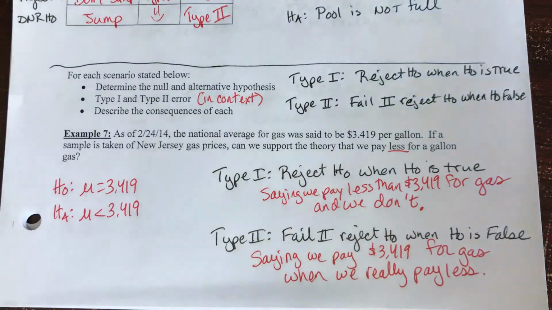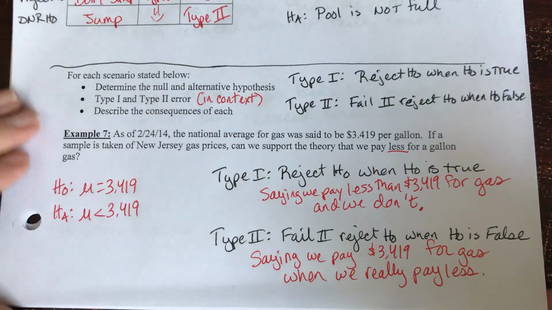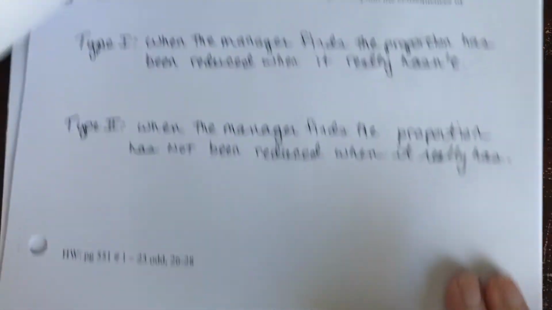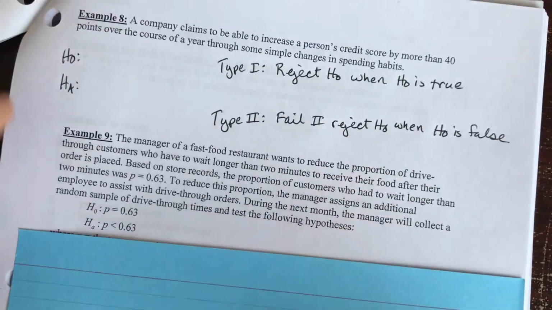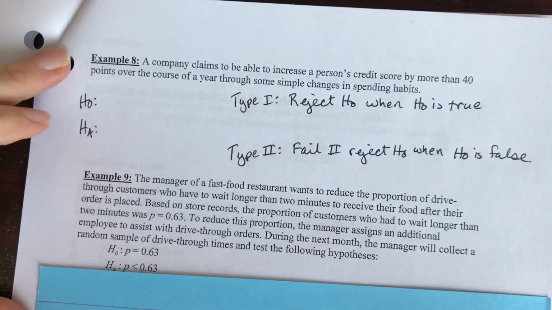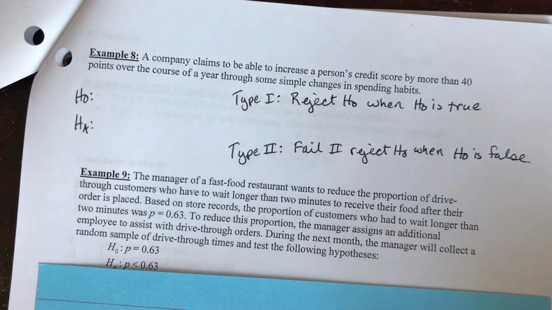So there's always a couple lenses that you have to look at things from depending on who is doing it. So what I want you guys to do is I want you to try this next one, number 8. A company claims to be able to increase a person's credit score by more than 40 points over the course of the year. So credit score, the higher your credit score, the better things are going, right?